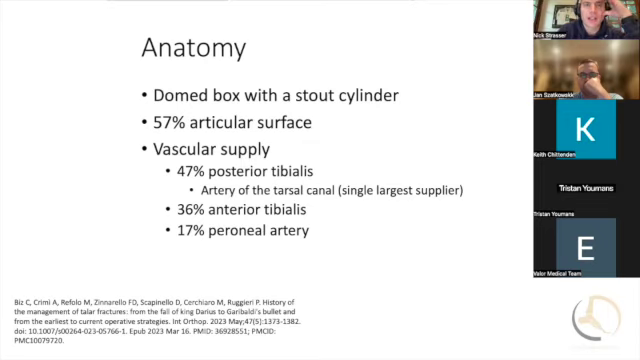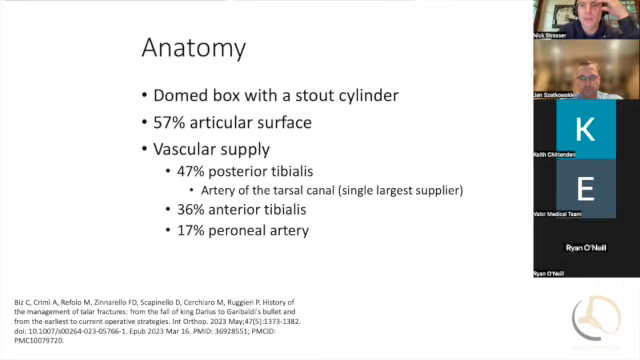The anatomy of the talus, hopefully everybody's familiar with where the talus sits, but it's the bottom part of the ankle joint. It's a domed box. It's got a stout cylinder. It has a lot of cartilage. It's about 60% articular cartilage, and the blood supply is well-defined and tenuous. And there are three main sources.